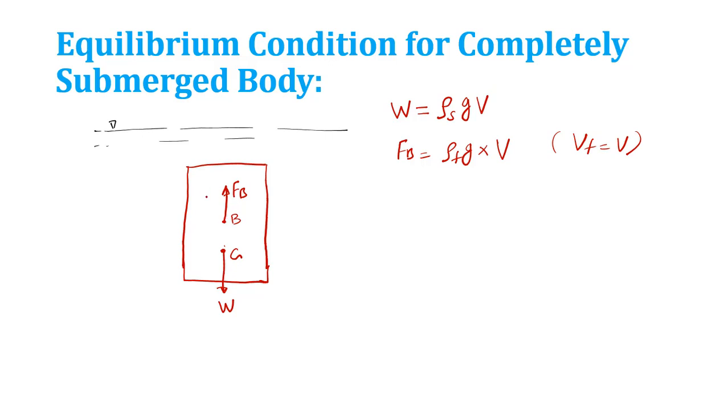So now I'm trying to turn this block. Let's suppose I have turned it like this. So G will be here and the buoyancy will be here. W acts at G, and the buoyancy force will apply in this direction. Let's suppose I have given a small deflection.